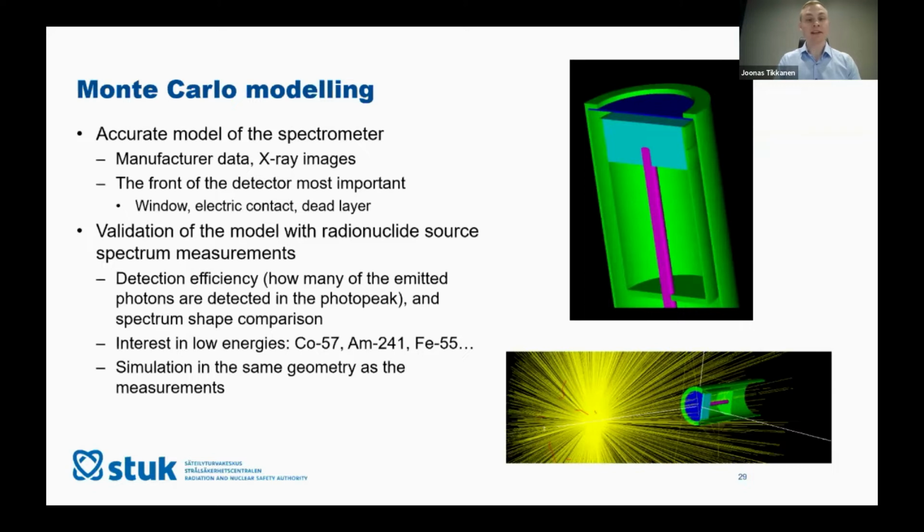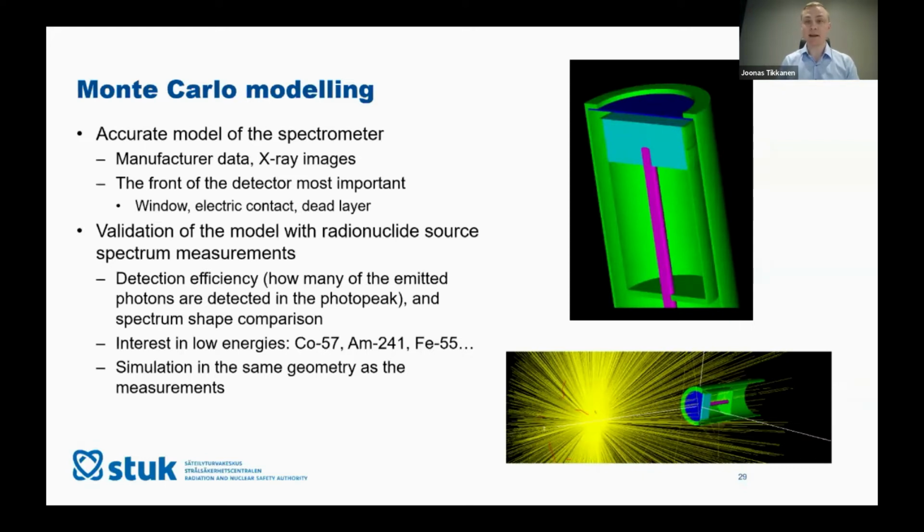But when you are modeling the spectrometer, the front of the detector is most important when we are interested in the low energies. So the window of the spectrometer, electric contact, and the dead layer. So there is this inactive layer of material where we are not collecting the charge on top of the germanium or cadmium telluride. And then when we have the model, we need to validate it somehow.